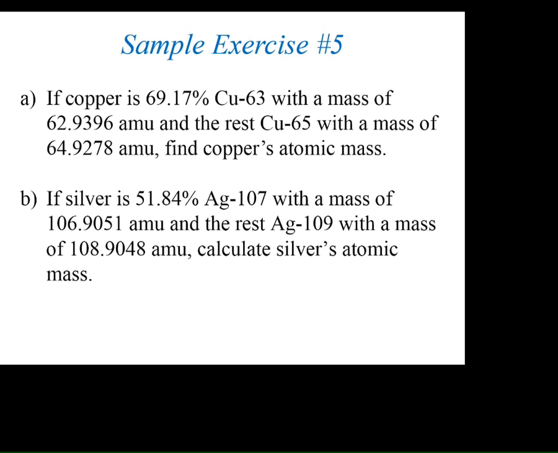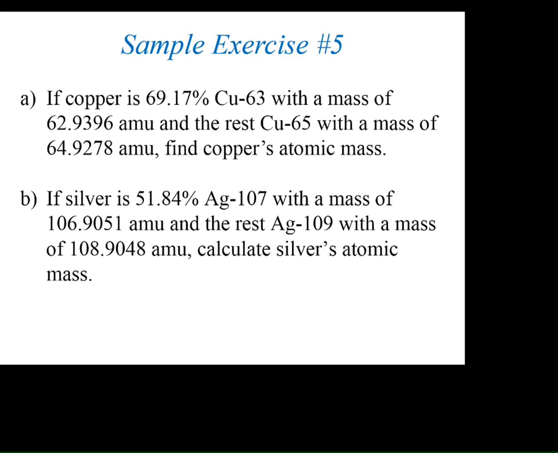Let's try copper. Naturally occurring copper, you go mine some copper out of the ground, get a copper penny, copper wire, whatever. It's not all the same atoms. It's all copper, but some of it's copper-63, and some of it's copper-65. So the question says, if 69.17% of all of the copper has a mass of 62.9396, and the rest of it has a mass of 64.9278, what's the average atomic mass of copper? So try it out, talk it over, help each other out.